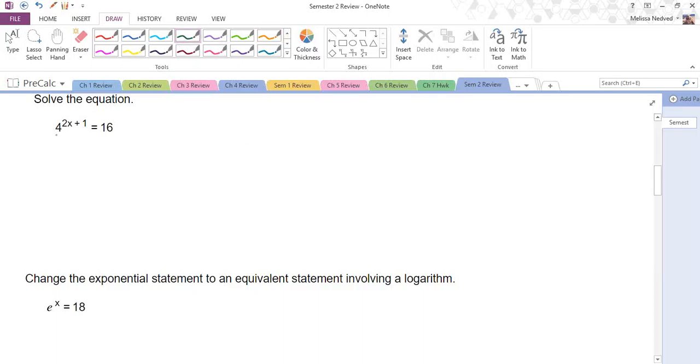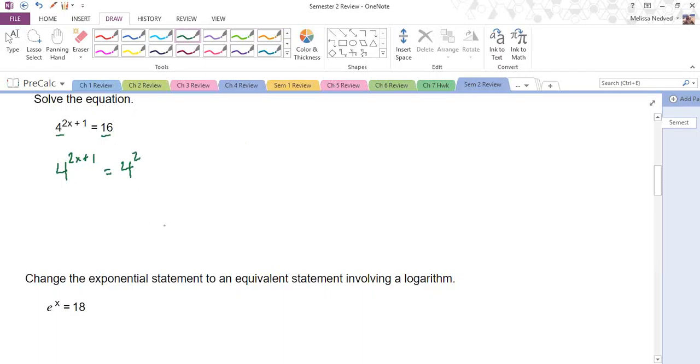In this case, if I can get my base on either side to be the same, then if my bases are the same, that means my exponents are the same. So I'm going to rewrite my left-hand side. I'm going to leave that as 4 to the 2x plus 1. And I'm going to ask myself, can I rewrite 16 as a value that has a base of 4? So is there any number that I could rewrite this 4 to some power that would give me 16? And the answer is yes.